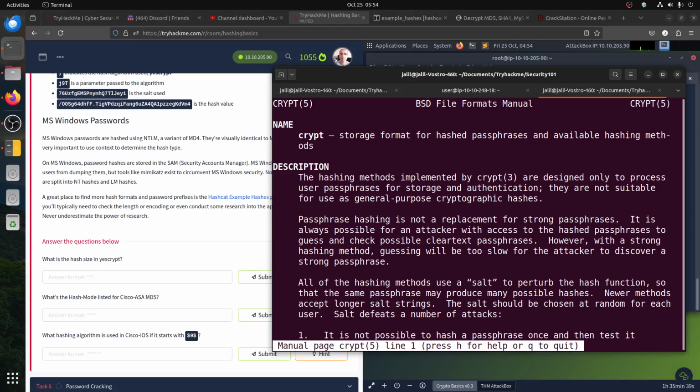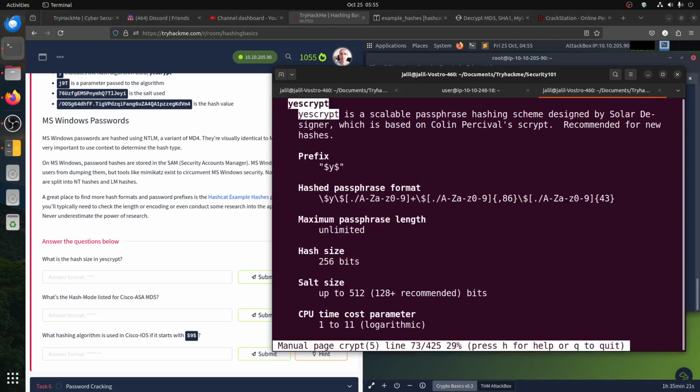The TryHackMe attack box is an old one or something. In my computer, I think my Linux is not old. So the question is why yescrypt? Yescrypt is a scalable password hashing scheme designed by the scrypt designer, which is based on the same. Hash size is 256. So we got this.